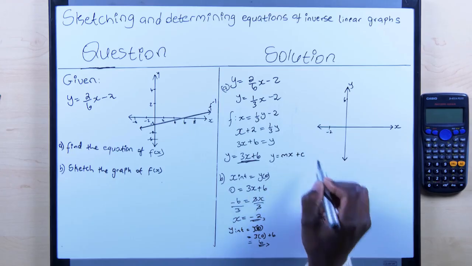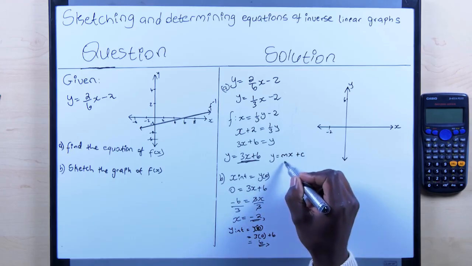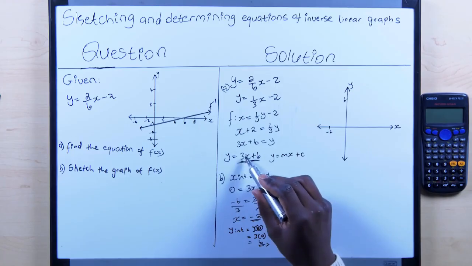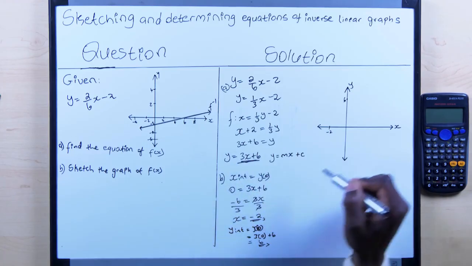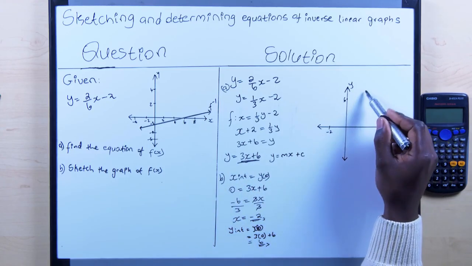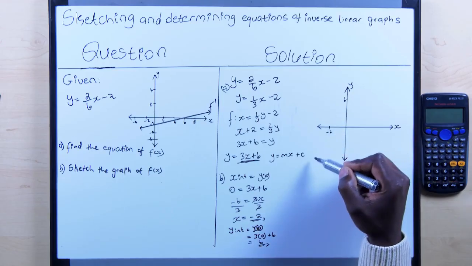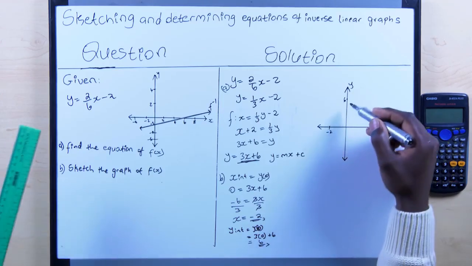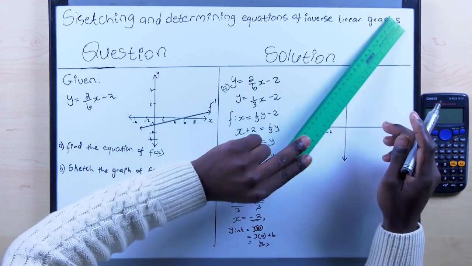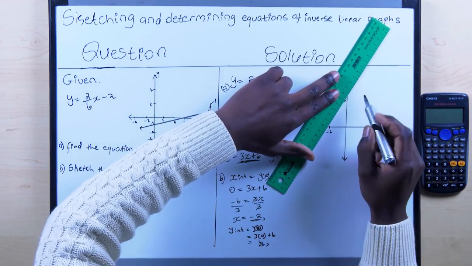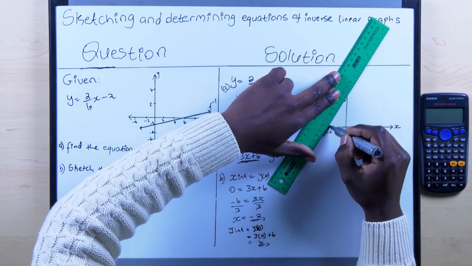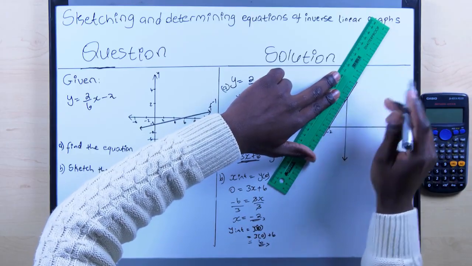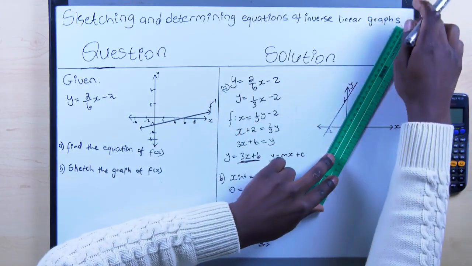So you can see from here that this is in the form of y equals mx plus c, where m is your gradient. So your gradient is +3, which means that your function must go through the first and the third quadrant. So it slants to this side. Your function looks something of this nature.